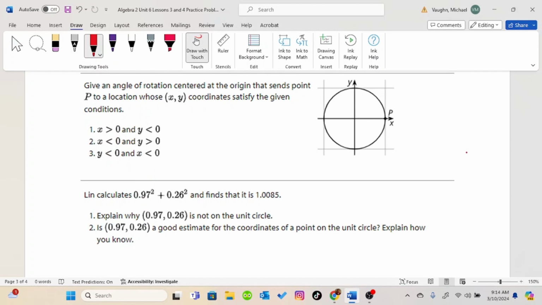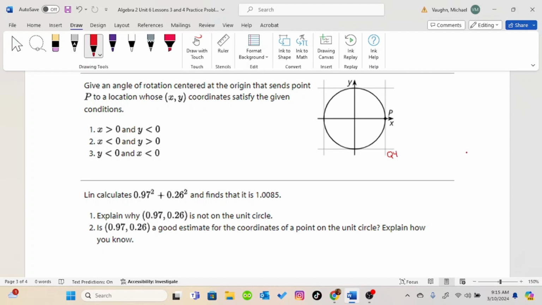Given angle of rotation centered at the origin that sends point P to a location whose xy coordinates satisfy the given conditions. So number 1, we want x to be greater than 0, so we need to be on the right side of the circle. And we need y to be less than 0, so we need to be on the bottom of the circle. So we want to be down here in quadrant 4.